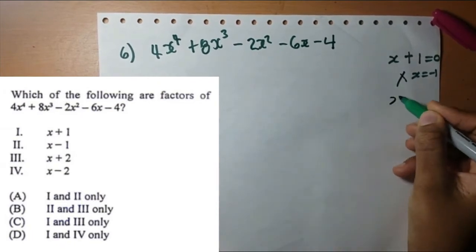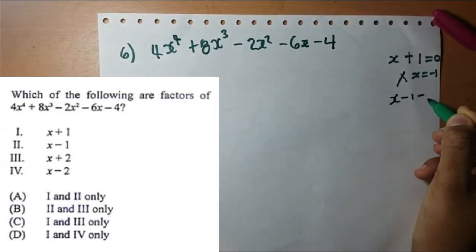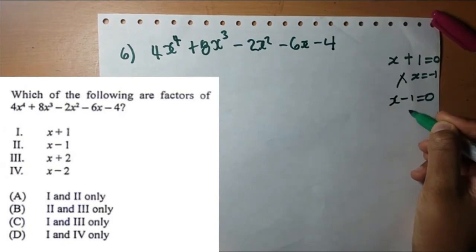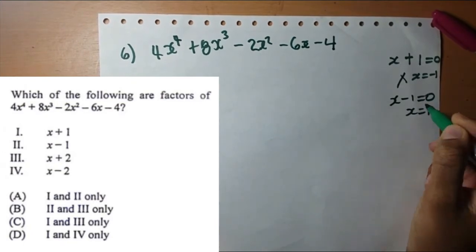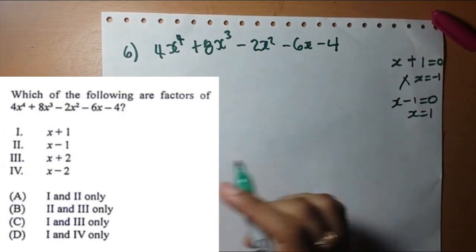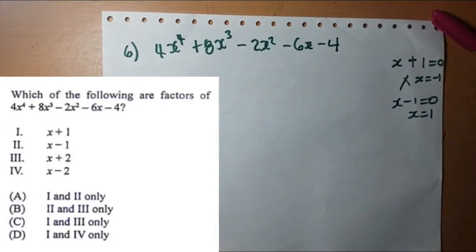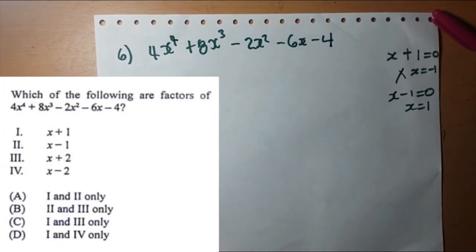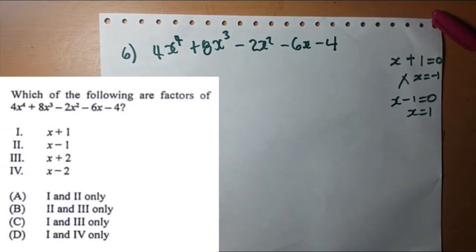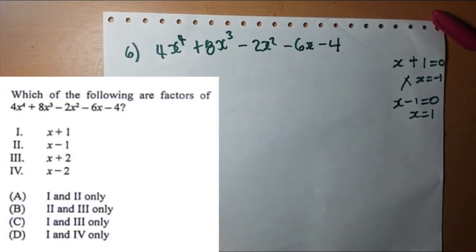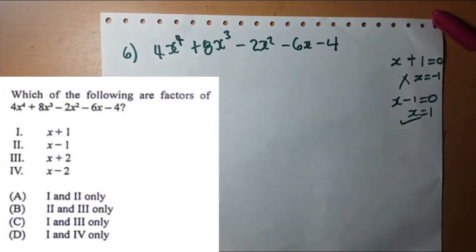Next we have x minus 1. So we have x minus 1 is equal to 0, x is equal to 1. So when we put 1 into this, we have 4 plus 8 minus 2 minus 6 minus 4. And that's 0. Yay! So this is a factor.